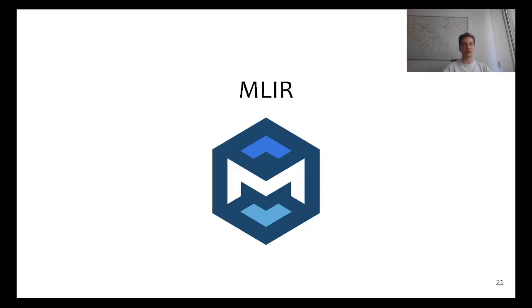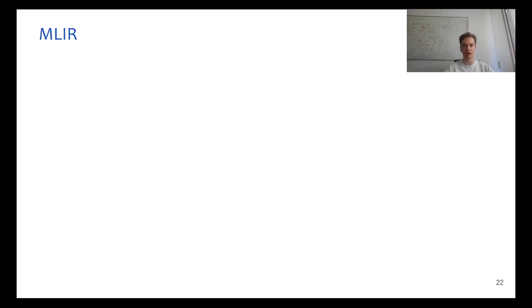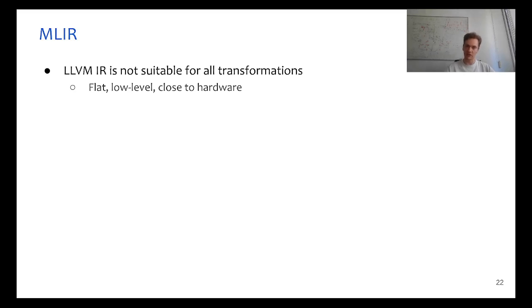And in the end, I would like to give a little bit of an outlook on what is happening in compilers right now, and that is MLIR. So MLIR, the idea behind that is that LLVM IR is really not a suitable abstraction for all transformations that you can think of. Yeah, it is flat, it is low level, it is somewhat close to hardware, which makes it hard to implement optimizations that work on a higher level.